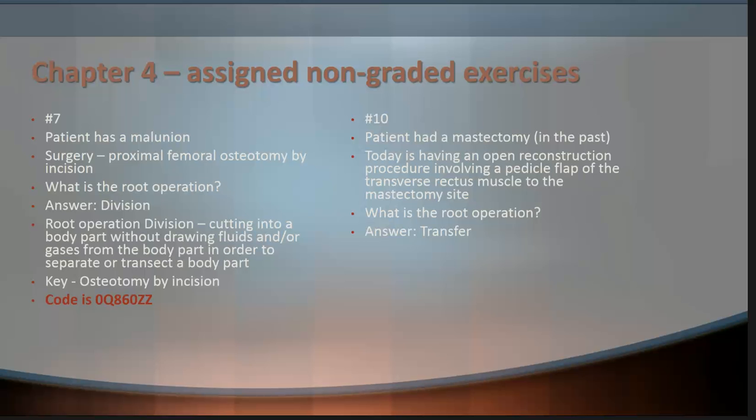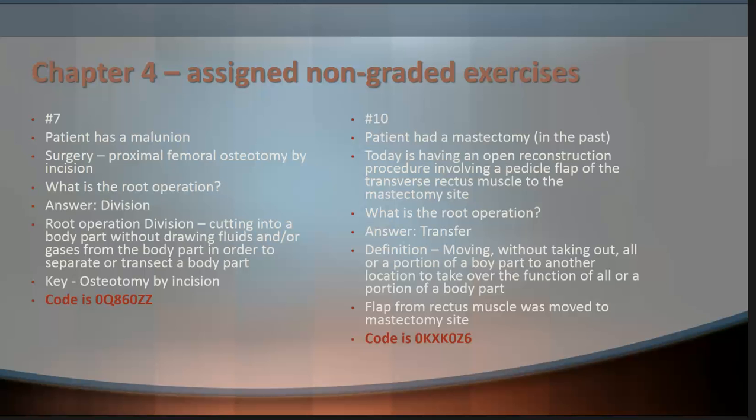transfer, which is moving, without taking out, all or a portion of a body part to another location. So they're taking the rectus muscle to the mastectomy or breast area, another location, to take over the function of all or a portion of the body part. When we go through the coding process, we index by the main term of transfer and then the anatomical location. The final code assigned is 0KXK0Z6.